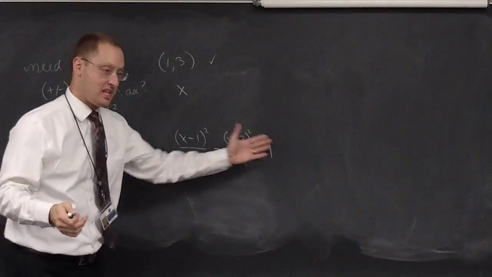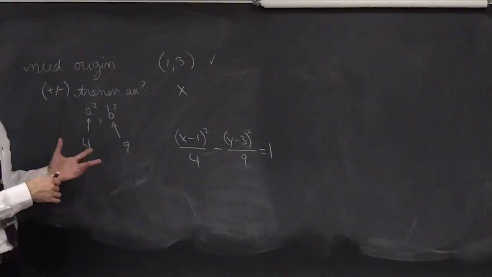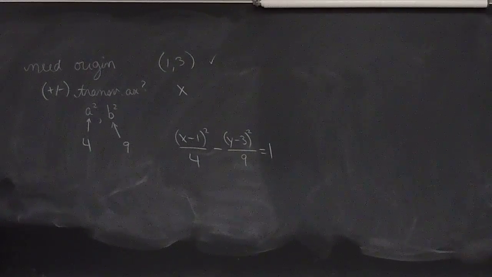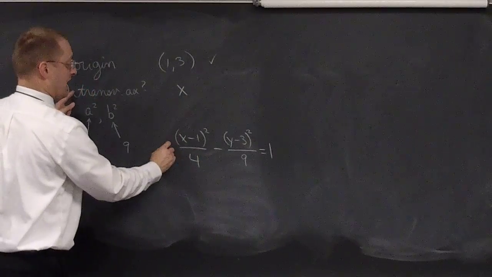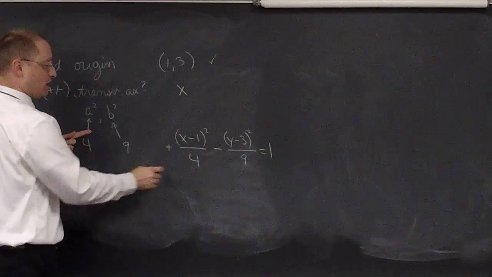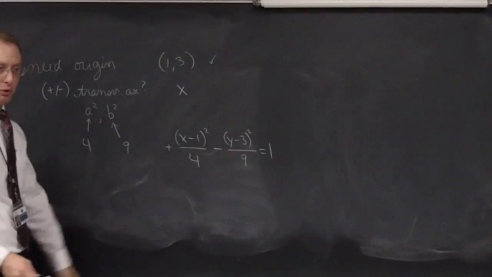Multiply everything by 36, square the binomials, get it in the conic form. We could do that for the sake of time. We won't. There we go. Good. The origin's 1, 3, so we know we got that. We're going to put the positive with the x, the negative with the y. The 4 goes under the x, the 9 goes under the y, equal to 1.